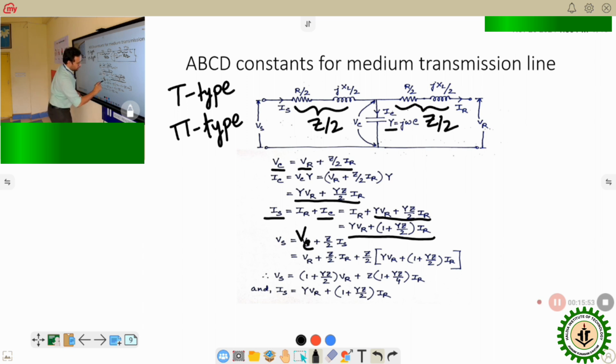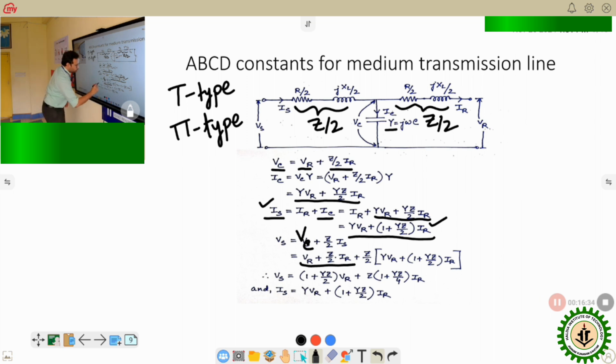So here we replace the value of VC by the equation that we have got. So VS is equal to VR plus Z by 2 into IR, plus Z by 2 into IS. Also, we have already obtained the value of IS, which is YVR plus 1 plus YZ by 2 whole multiplied by IR. Replacing IS by the obtained value gives us the final formula of VS, which is equal to 1 plus YZ by 2 into VR plus Z into 1 plus YZ by 4 into IR.